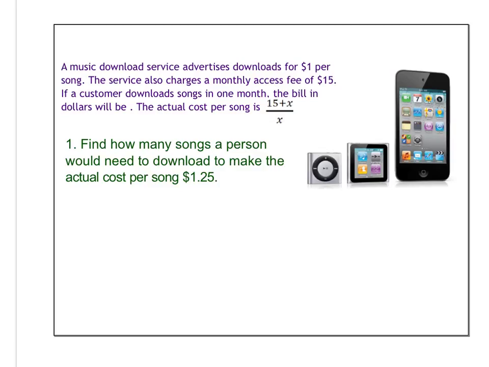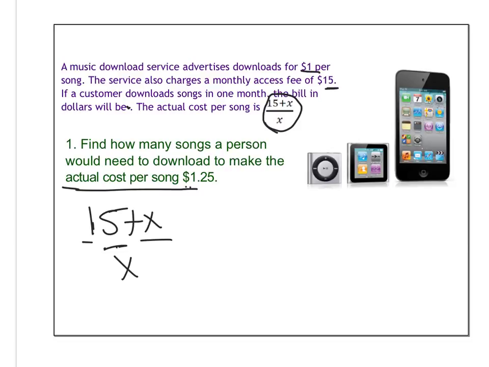A music download service, we won't mention any of them, charges $1 per song. The service also charges a monthly fee of $15. If the customer downloads x songs in 1 month, the actual cost per song will be (15 plus x) divided by x, where x is your number of songs. How many songs will you need to download to make the actual cost per song $1.25? So you take (15 plus x) over x equaling $1.25.